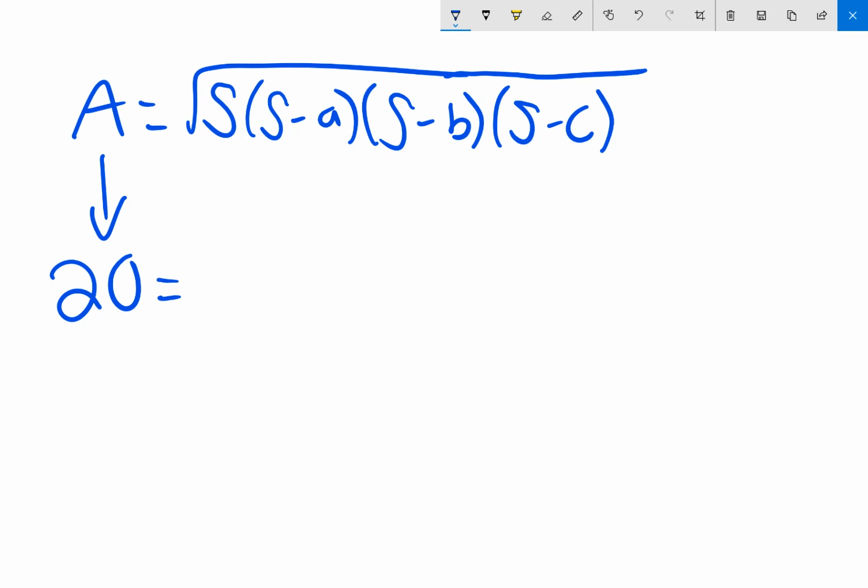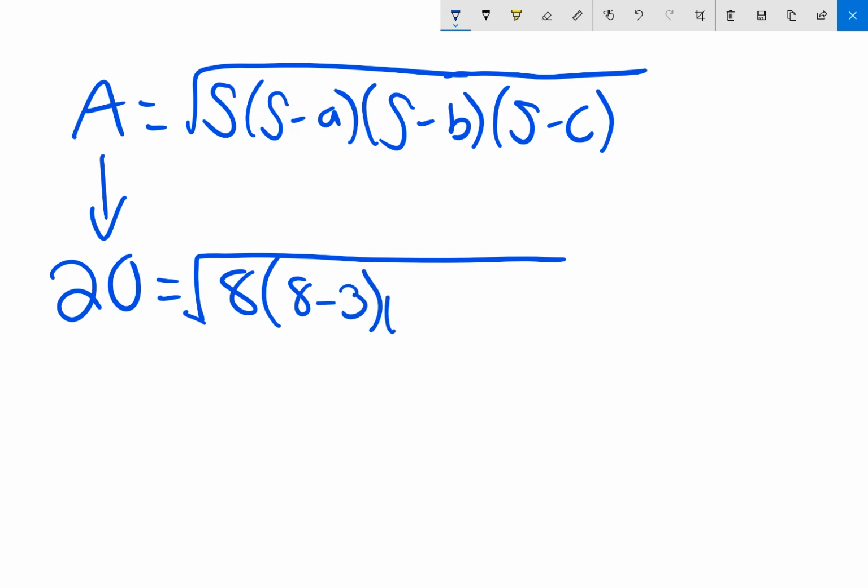Now, S is equal to 8. So everywhere I see that S, I'm going to write 8. So I'm going to have 8 there and 8 here. And let me plug in the A and B as well. A is 3, so that'll be 8 minus 3. And B is also 3. So I'll put 8 minus 3 there. And now I still know that S is 8, but I do not know what C is. That's what I need to figure out. So I just plugged in all my numbers.